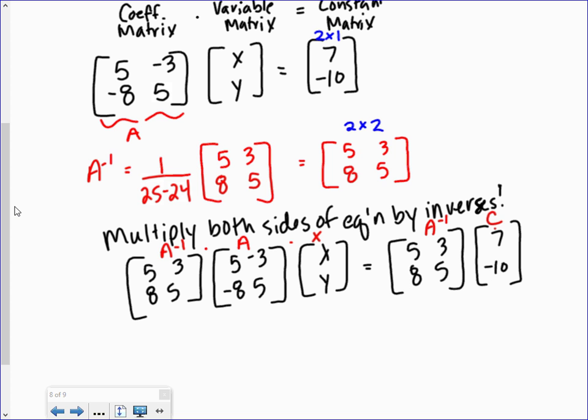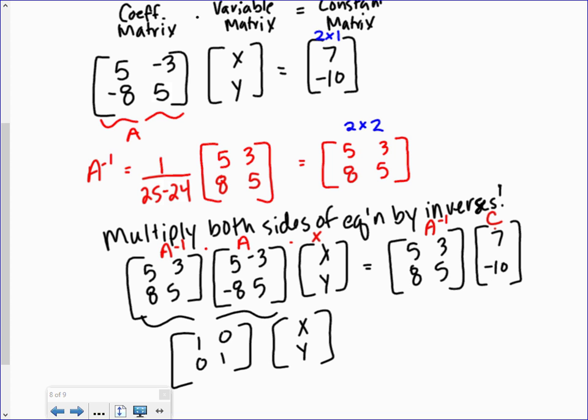Okay, now on this side, we already know what should happen right here. Identity matrix. Over here, I would do my work. A 2 by 2 times a 2 by 1 is going to give me another 2 by 1. So I'll take the first row times the column. That'd be 5 times 7 plus 3 times negative 10. And then I'll take the second row times the first column. So that gets me the second row. 8 times 7 plus 5 times negative 10.